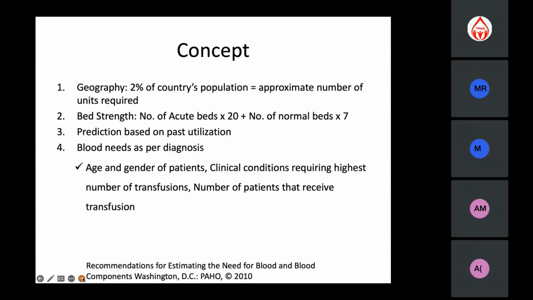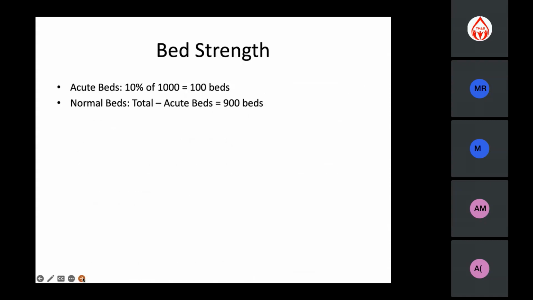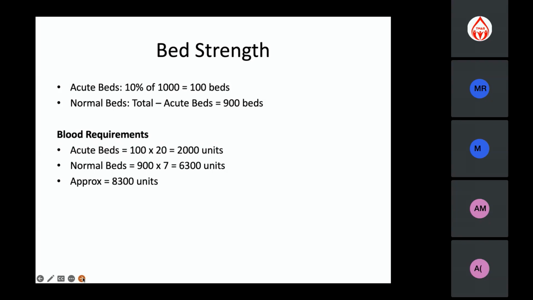From an exam point of view, we use the formula based on bed strength. In bed strength, any hospital on average has 10% of its inpatient beds as acute beds, that is emergency beds or intensive care beds, and the rest of the beds are standard beds. The blood requirement for acute beds is a minimum of 20 units annually, and for standard or normal beds, a minimum of 7 units annually. In this case, for acute beds it comes to around 2000 units, and for standard beds around 6300 units. So approximately, the blood transfusion requirement comes to around 8300 units based on bed strength.